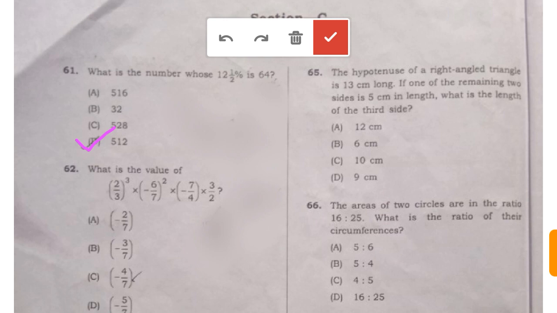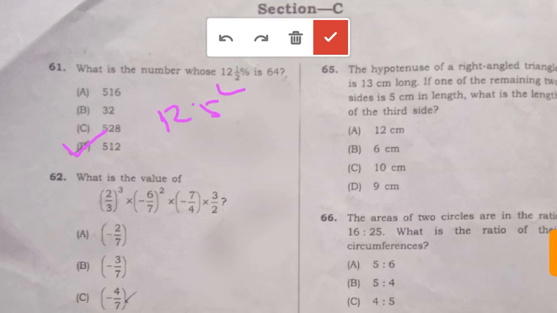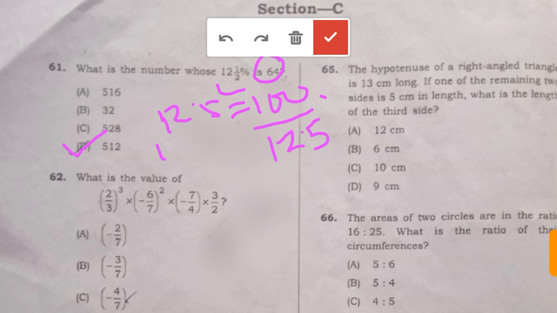You get 12.5 when you spend 100 rupees. So you will get 1 when you spend 100 by 12.5. Now here the question is, when you will get 64, then you have to multiply into 64. Solve this equation and you will get the answer.